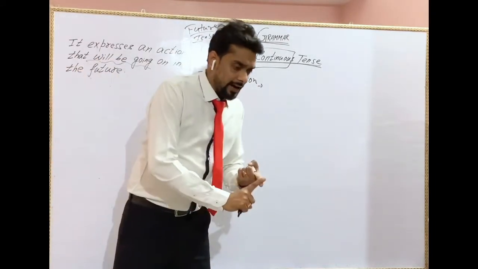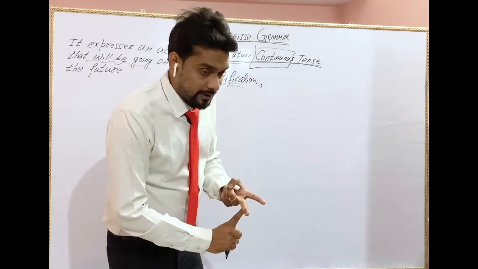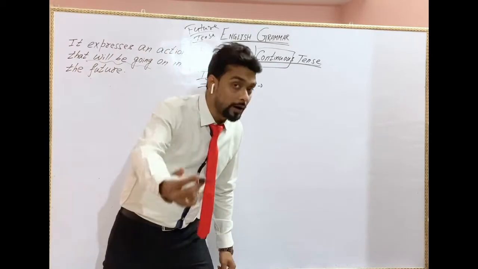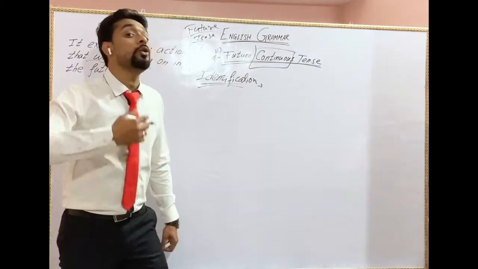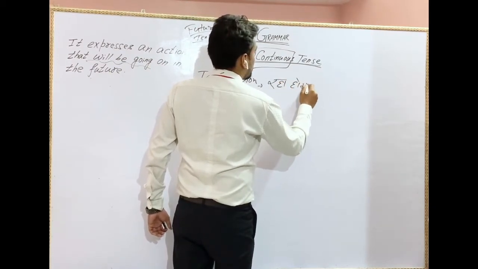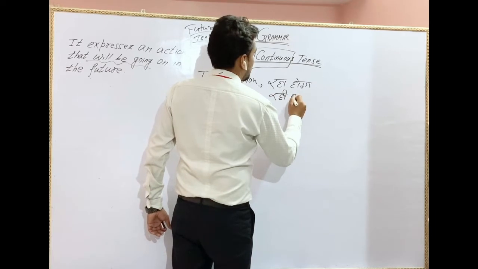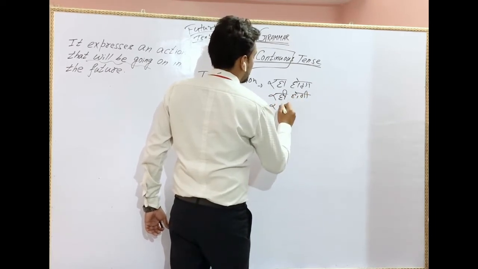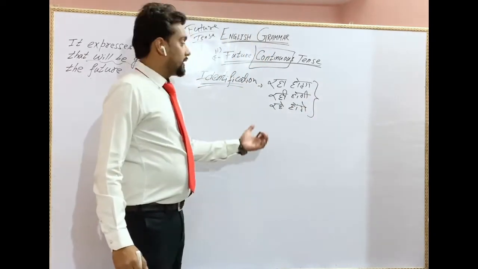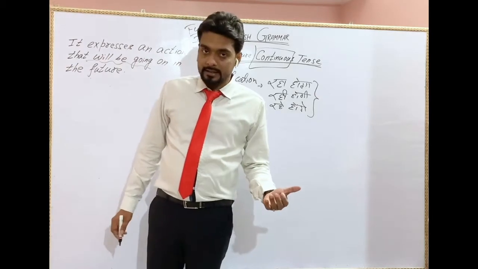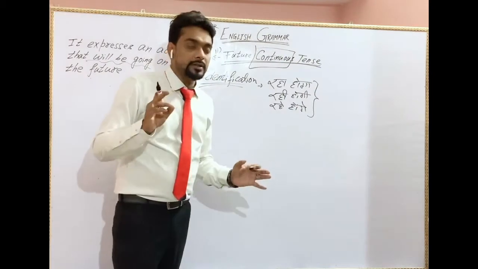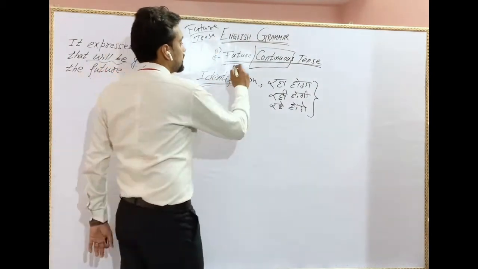In present tense, रहा है. In past tense, रही थी, रहा था. In future tense, रहा होगा, रही होगी, रहे होंगे. If these kinds of words you'll be finding in any Hindi statement, if you'll be thinking of any example, and if you will be finding out these things, it means these are of future continuous tense.